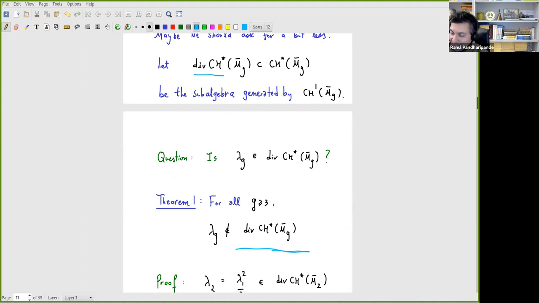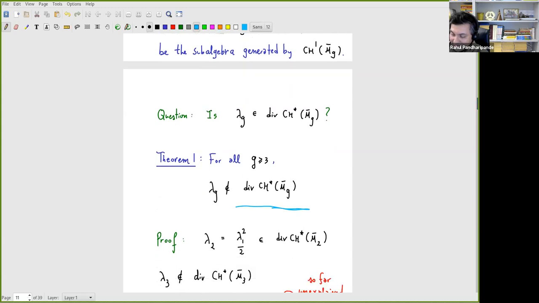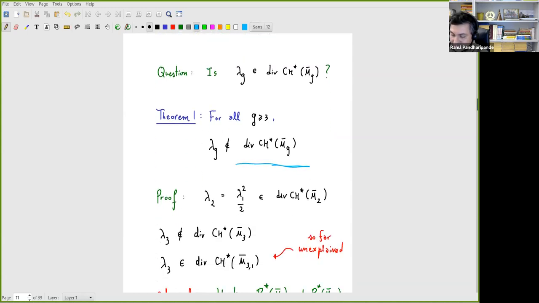And so how do you prove that? The proof is pretty simple, except for one step. Well, you can just start doing some calculations. You can check in genus 2. In genus 2, there's this basic equation. Actually, it comes from that Mumford formula. And you see that lambda 2 is a square. In fact, this is exactly in the right form, except for the restriction to 0. But anyway, this shows that lambda 2 is in the subring generated by divisors in genus 2.